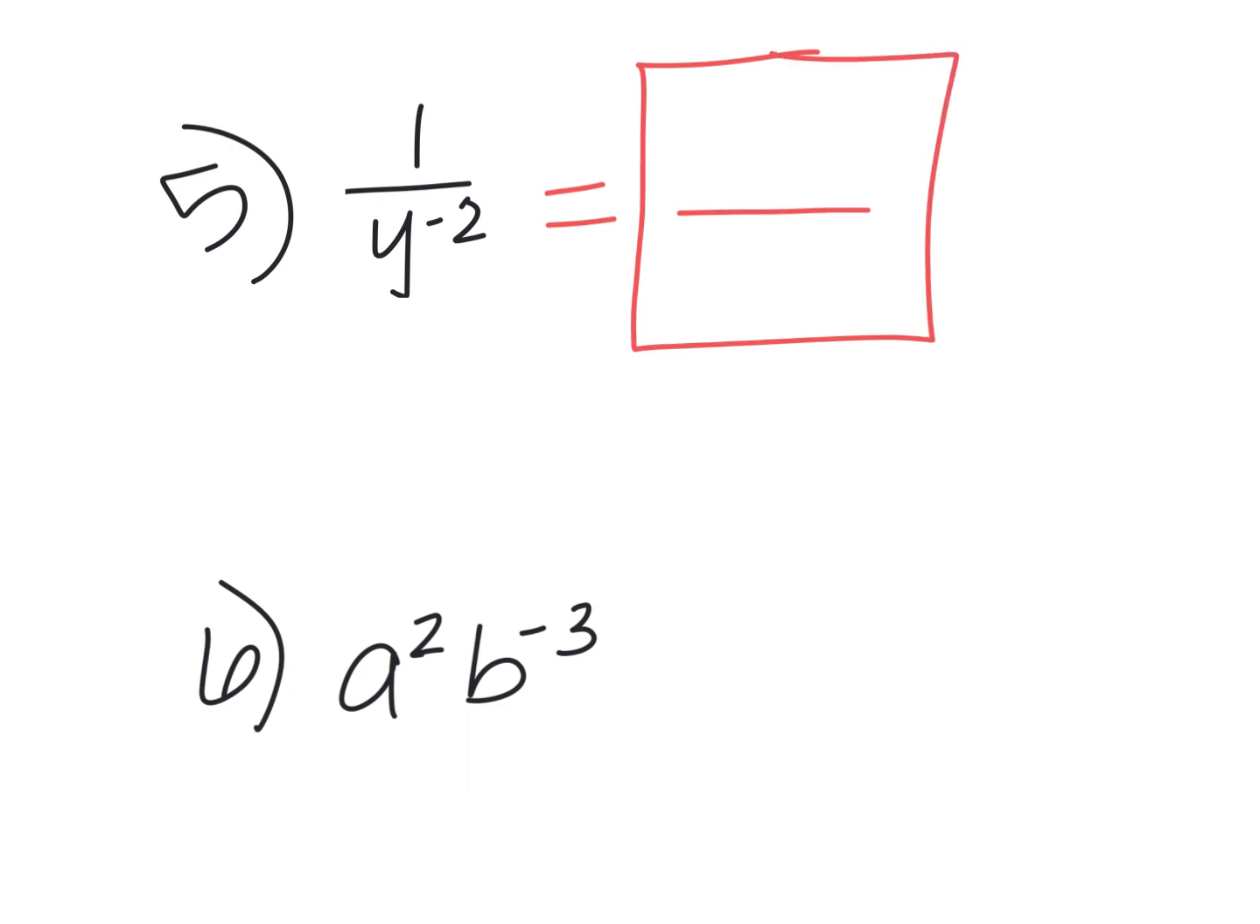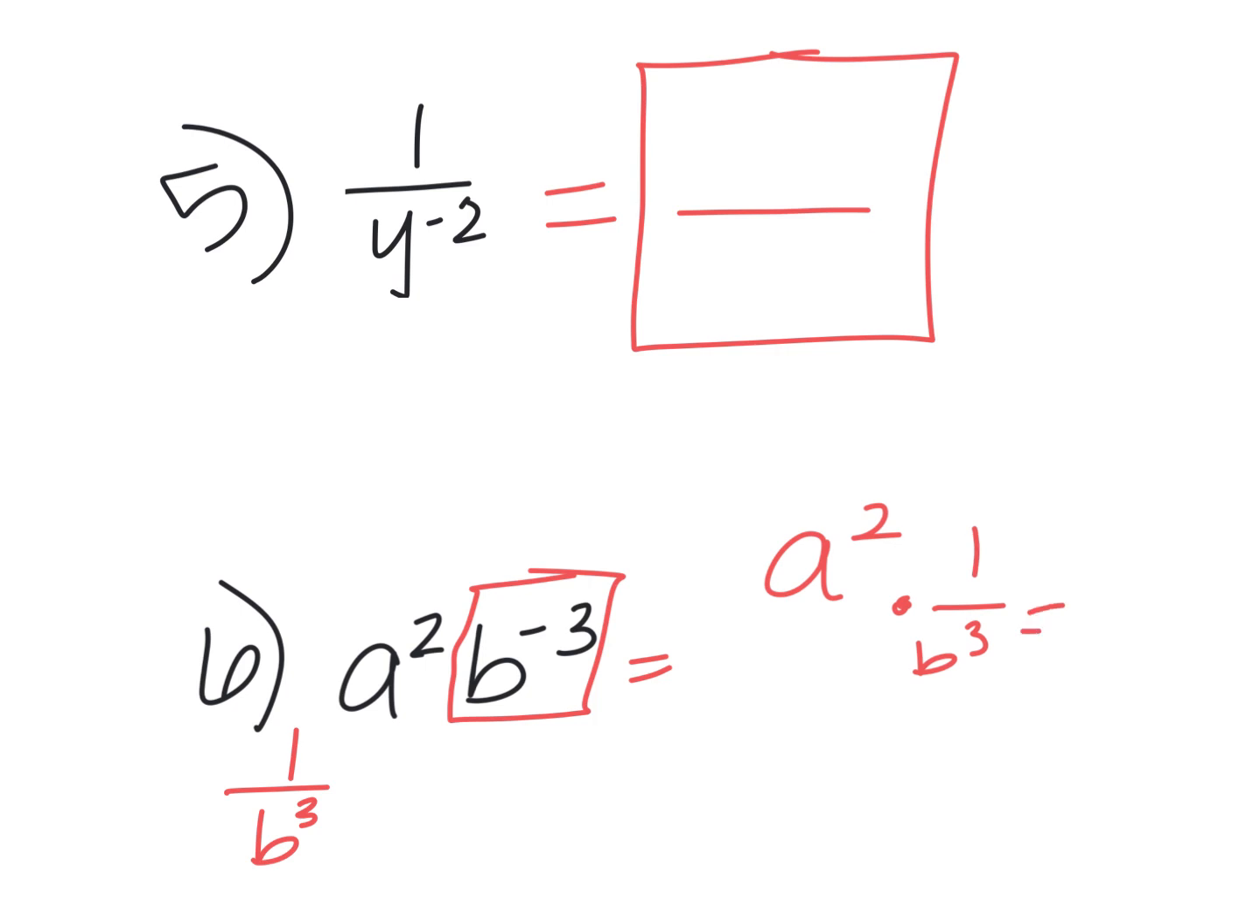For number 6, we have a squared and then b to the -3rd power. So a squared is going to stay the same. Nothing's going to happen to that. And then b to the -3rd power is now basically going to become 1 over b cubed. And so then, it's really a squared times 1 over b cubed, which is really just going to be a squared over b cubed.